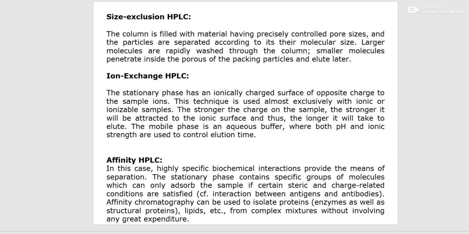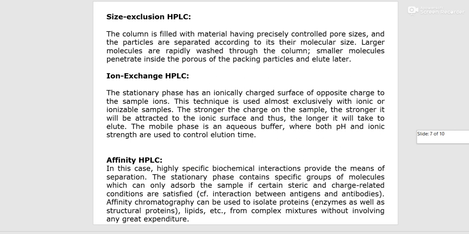Now ion exchange chromatography. In ion exchange chromatography, the separation will be based on charge, and there will be a stationary phase to which functional groups are attached depending upon type of stationary phase, whether it is a cationic exchanger or anionic exchanger, and mobile phase will be an aqueous buffer, where pH and ionic strength are used to control elution time.